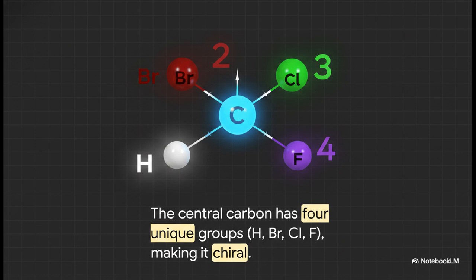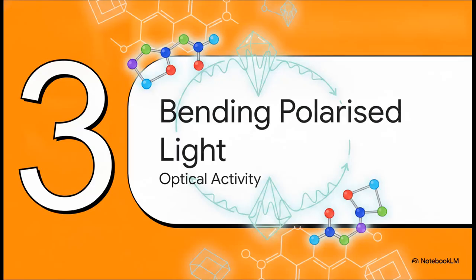Whenever you're evaluating a molecule, just count the unique groups. If you hit 4, you've found your mirror universe twin maker. And this brilliantly illustrates why this matters, bringing us to part 3, bending plane-polarized light.